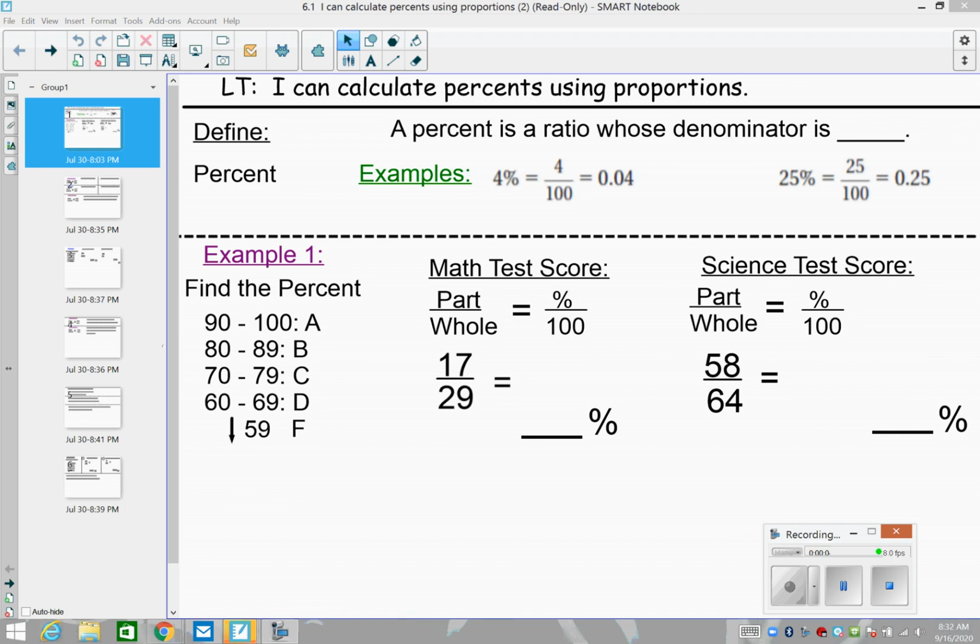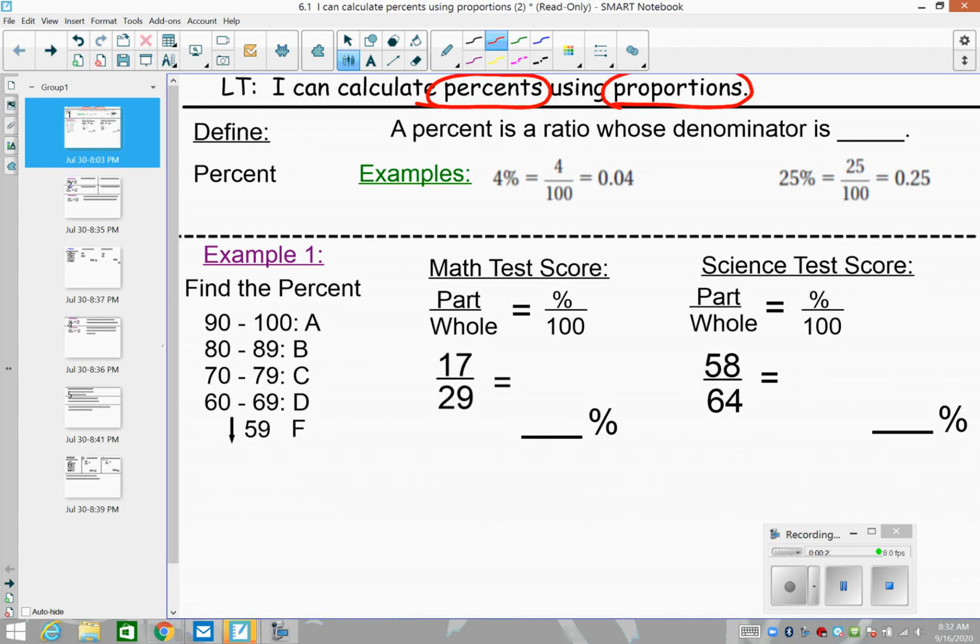Hey, math friends. So our learning target today is that I can calculate percents using proportion. So we're just coming out of the proportion unit. So when we take cross products, we're going to be doing that today, but we're going to be doing it in terms of the percentage of something.